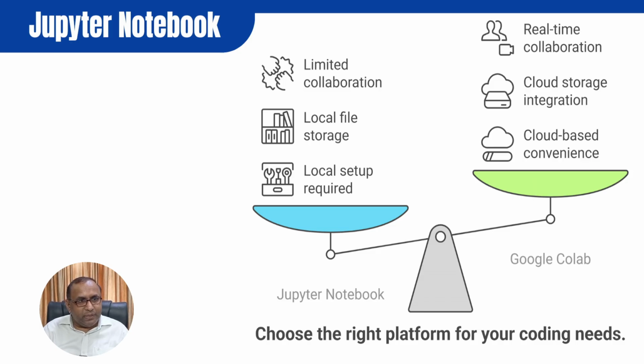Here you can see the similarities between Jupyter Notebook and Google Colab. A comparison has been made so that you can understand the similarities and differences. On the left side, for Jupyter Notebook, we have limited collaboration, local file storage, and local setup required. On the other hand, Google Colab offers real-time collaboration, cloud storage integration, and cloud-based convenience. For Google Colab, we don't need to install any software on our system, just a Gmail account. But for Jupyter Notebook, you have to install Anaconda on your system, and then we can use it. But the file extension for both will be the same.